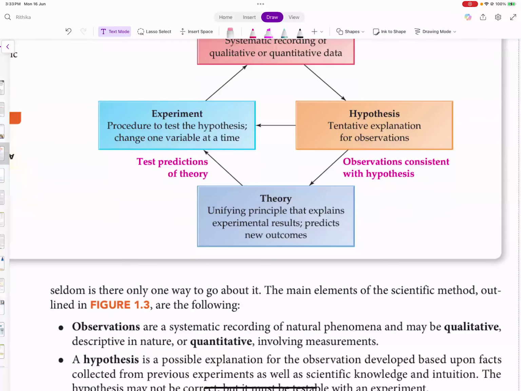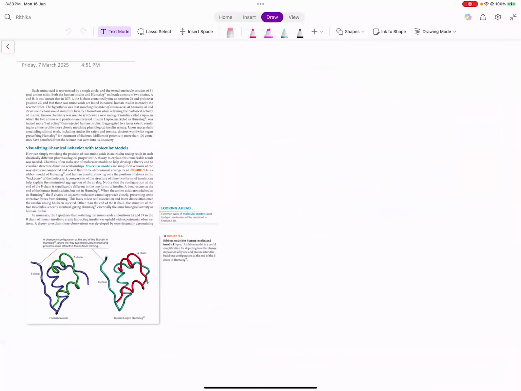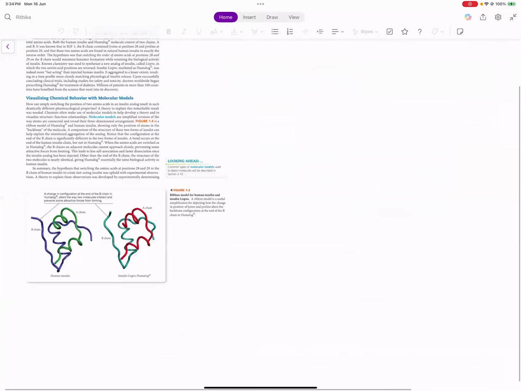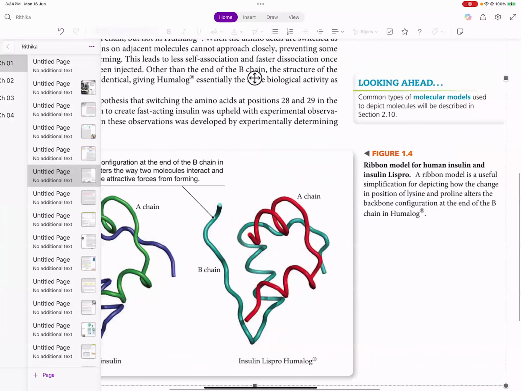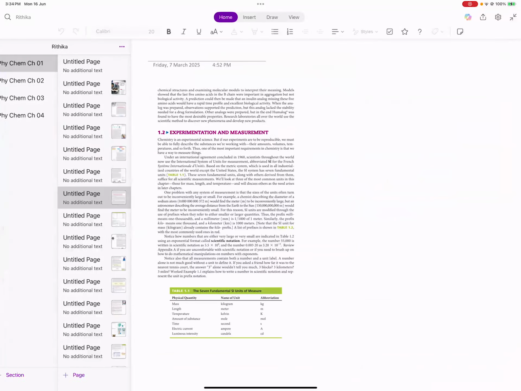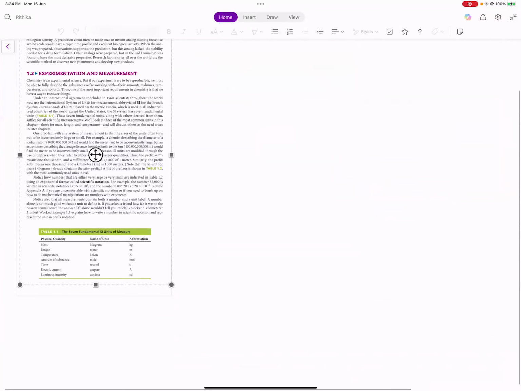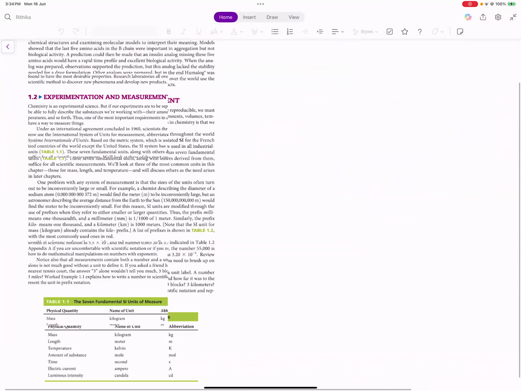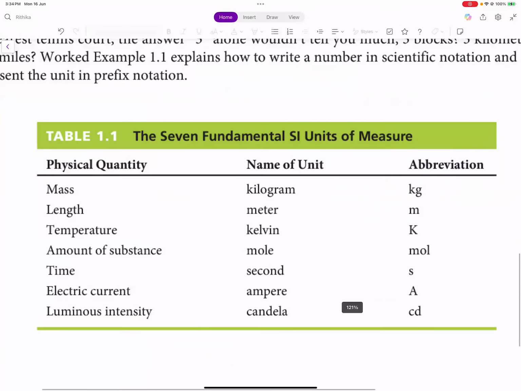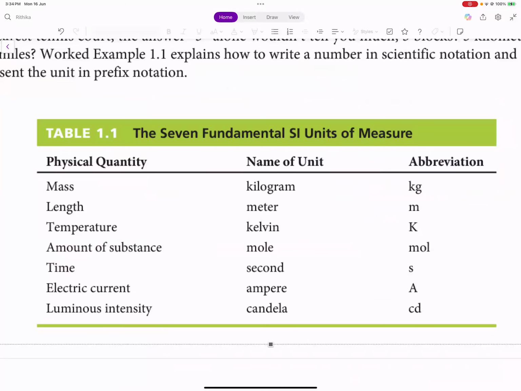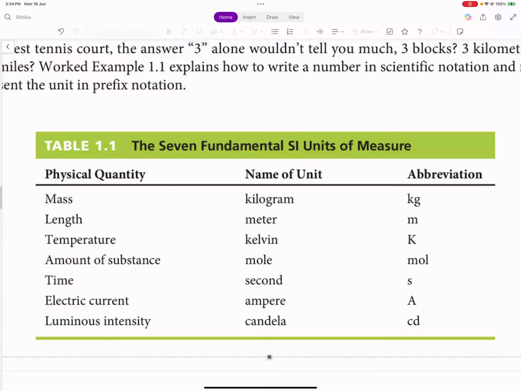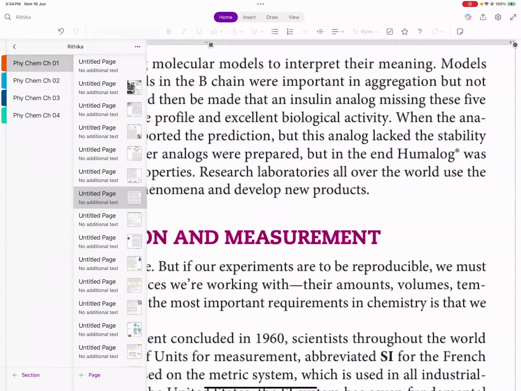So this is the first chapter, and in this basically there are units and things like that. These are experimentation and measurement, and these are the 7 fundamental SI units of measure. Just maybe like mass, length, temperature, amount of substance is measured in mole, time is in second, electric current, ampere, and luminous intensity is a candela.